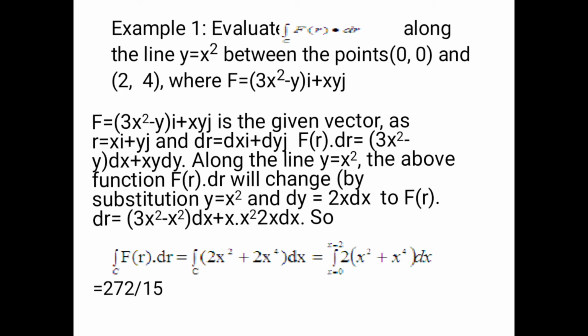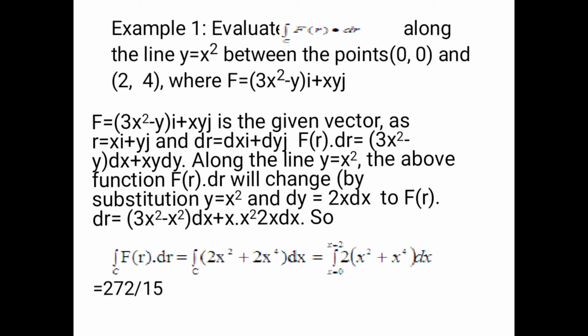We will convert this function of two variables into a function of single variable by using the equation of the given line. Here the equation of the given line is y is equal to x square. When you differentiate both sides, we have dy is equal to 2x dx, and therefore F dot dr will be converted as a function of single variable by replacing y by x square and dy by 2x dx in the integrand.